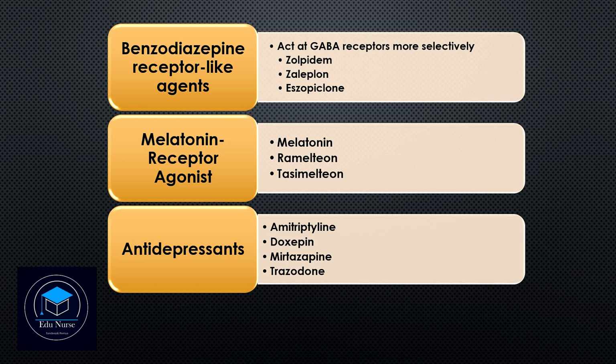So they act at the GABA receptors more selectively than the benzodiazepines. Examples include zolpidem, zaleplon, and eszopiclone. These drugs bind to the postsynaptic neuronal benzodiazepine recognition sites and enhance the GABA activity at central GABA receptors. We have already seen that GABA promotes sleep behavior.